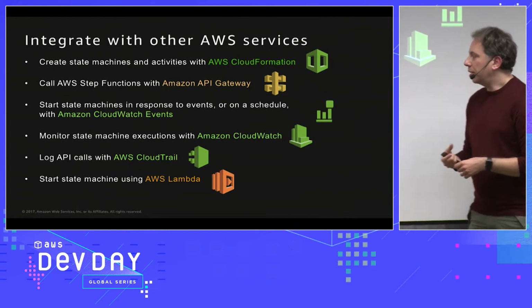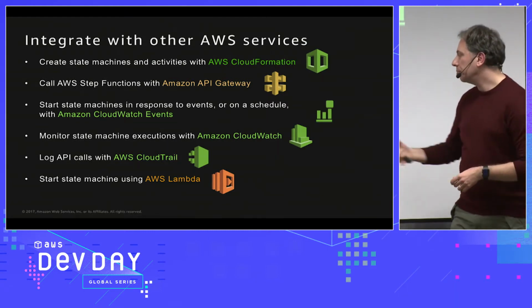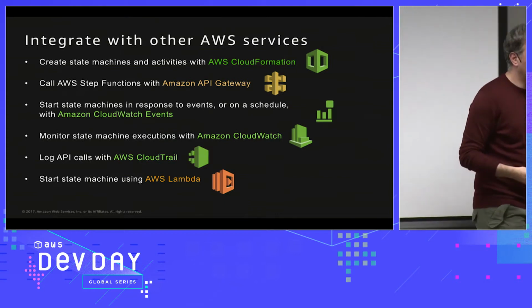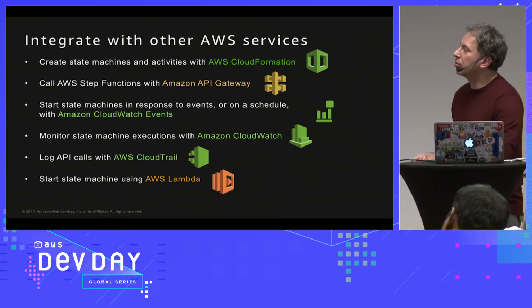You can log the calls to CloudTrail, so if you have any compliance requirements, this is very useful. And mostly you can start a state machine from a Lambda function. That's the normal use case that we see.